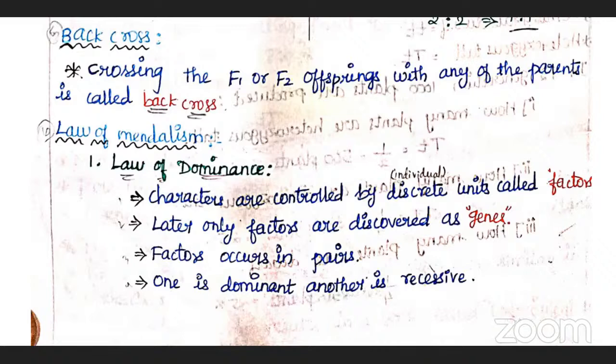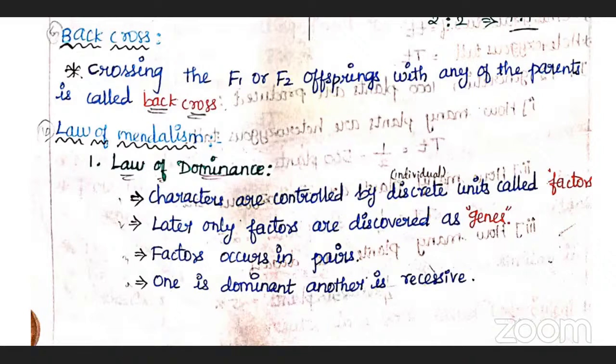So what's the meaning of factors? Each and every character is controlled by a pair of individual units. For example, capital T is called a factor. Capital T is responsible for what? To produce the tall plant. That factor is also known as the gene.